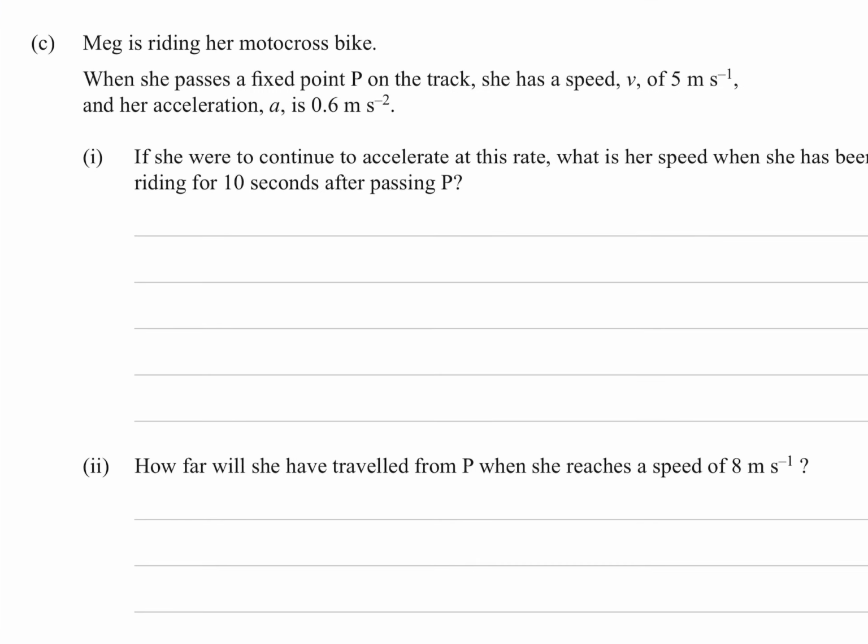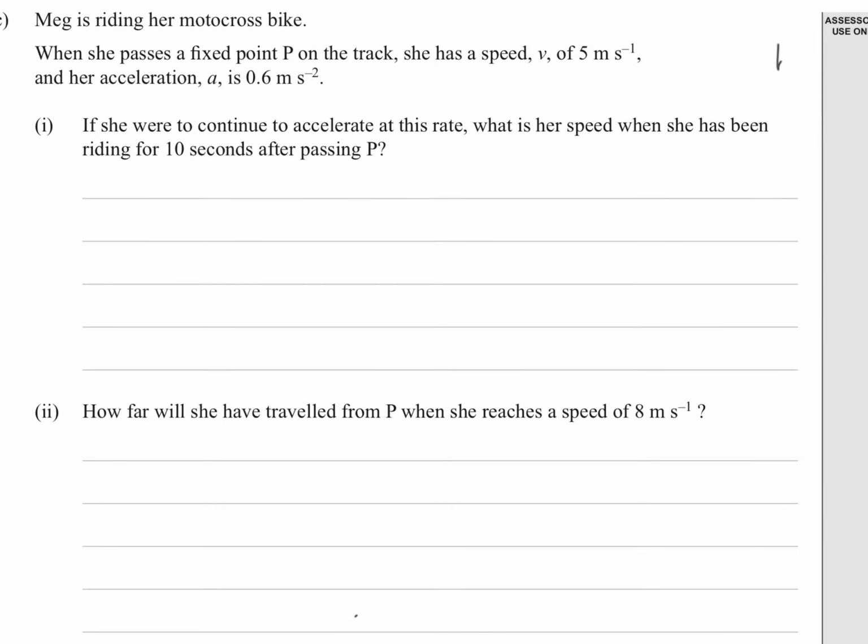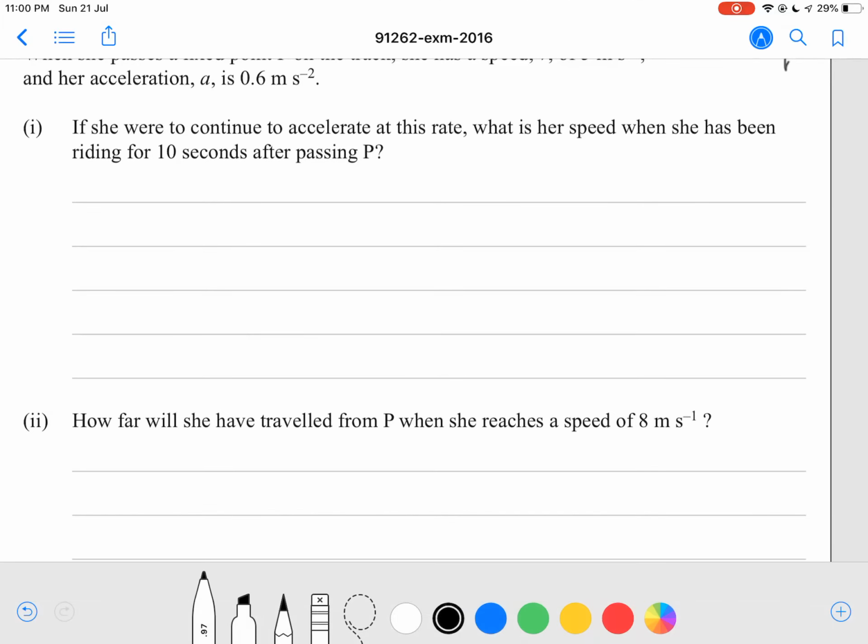Alright, Meg is riding her motocross bike. When she passes a fixed point P on the track, she has a speed v of 5 meters per second, and her acceleration is 0.6 meters per second squared. If she were to continue accelerating at this rate, what is her speed when she has been riding for 10 seconds after passing point P?